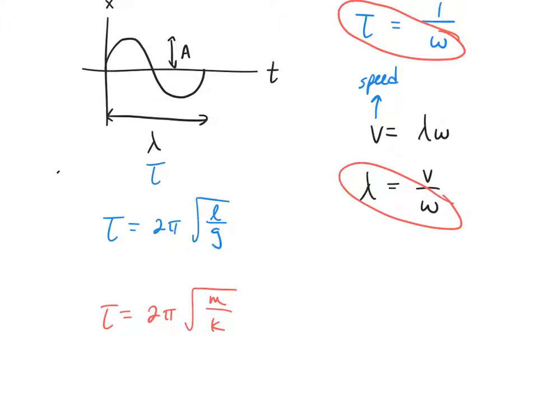G is a function of the planet you're on. So when we're on Earth, G is just 9.81. For another planet, you can actually solve for G. You guys did that in the lab, right? You have to prove G.